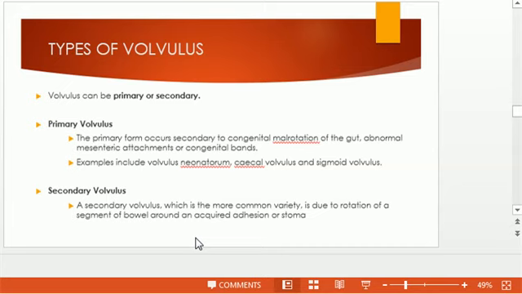What is secondary volvulus? A secondary volvulus is the more common variety. It is due to rotation of a segment of the bowel around an acquired adhesion. By definition, secondary volvulus is when the rotation of a segment of the bowel occurs around an acquired adhesion, or sometimes a stoma is formed through the abdominal wall, and around that stoma rotation can occur. So it is called secondary volvulus. These factors you must keep in mind.